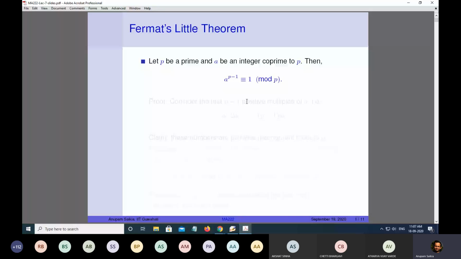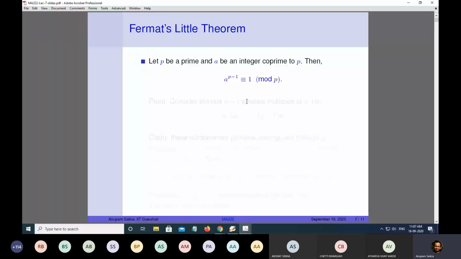For example, let's take the prime 5. Of course, 1 is co-prime to 5 and 1 to the power 4 is 1 mod 5, that is clear. But 2 to the power 4 is 16, and 16 minus 1 is also divisible by 5. If I take 3 to the power 4, 81, 81 minus 1 is also divisible by 5. And if I take 4 to the power 4, this is 256. If you subtract 1, that is also divisible by 5. So it is certainly true for 5. We can directly verify. But in fact, it is true for any prime.